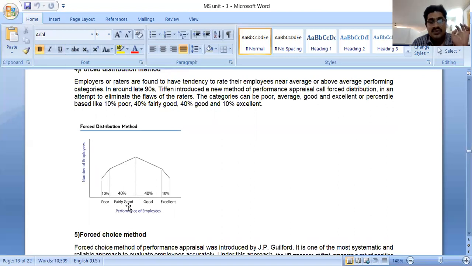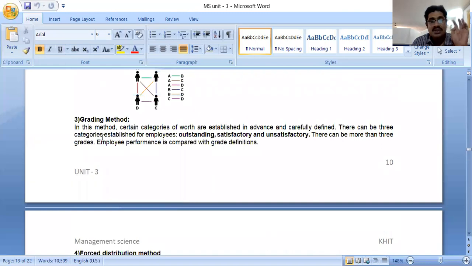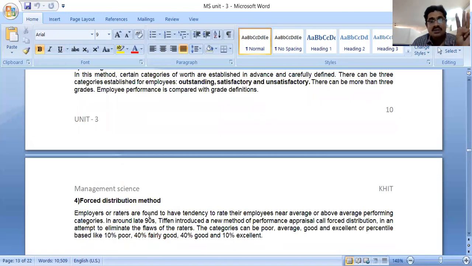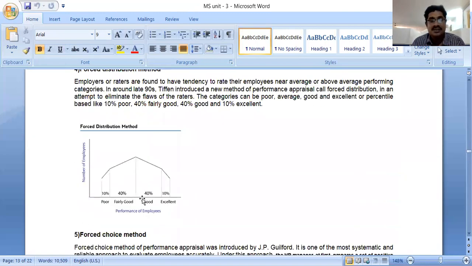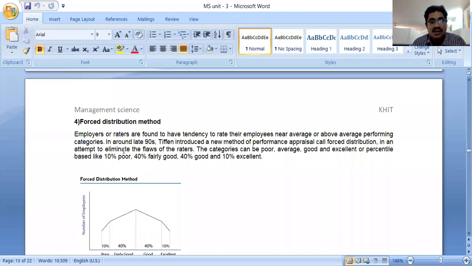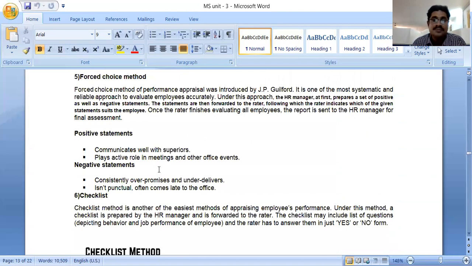Poor, fairly good, good, excellent. So in this grading method, we have four categories, right? Poor, fairly good, good, excellent. Based upon the employee's performance, the hierarchy will divide the employees into these categories, into these segments. This performance checking is called the forced distribution method.